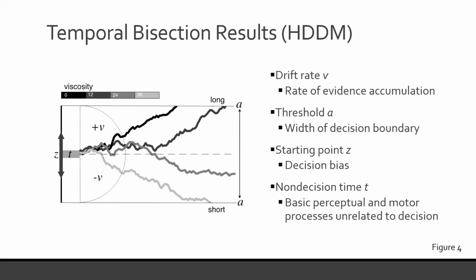The starting point, Z, is exactly that. It describes where the drift process begins, and when there is some kind of decision bias, this is off-center. So in that case, it would take less evidence to elicit one response over another. There is also non-decision time, which describes the most basic perceptual and motor processes that have nothing to do with the decision process.